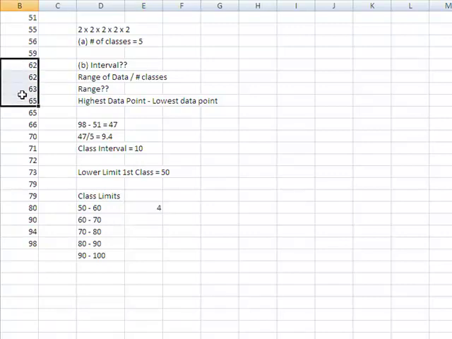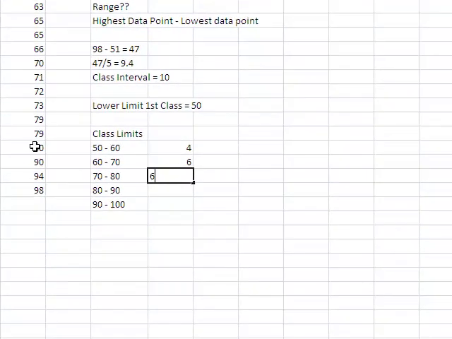60 up to but not including 70 is going to be 6. Now I have 70. Remember, 70 is going to come down here. 70 up to but not including 80 is going to give me another 6. Now I want 80 up to but not including 90. Well, there's only one there. And now 90 up to but not including 100 is going to give me 3.